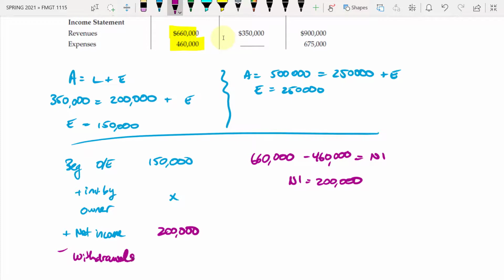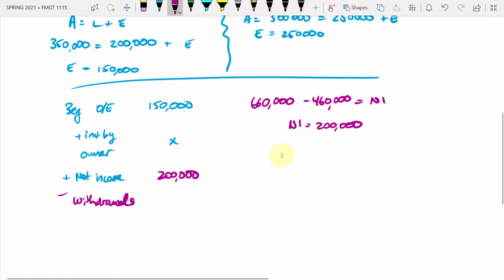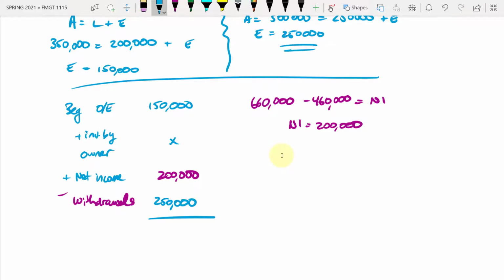also known as drawings. And does it give us that in the question? I think it does. Let's take a look here. Yeah, withdrawals are $250,000. So we're going to subtract our withdrawals of $250,000. Sorry about the colors here. And then that's going to give us our ending owner's equity, which we also solved to be equal to $250,000. So now all we need to do is solve for X. And if we do that, we'll get X is equal to $150,000.